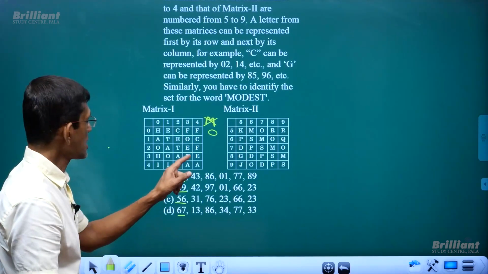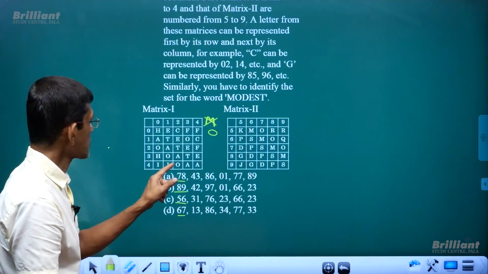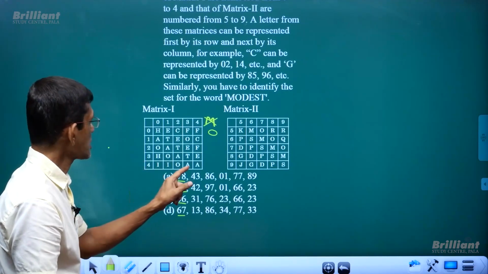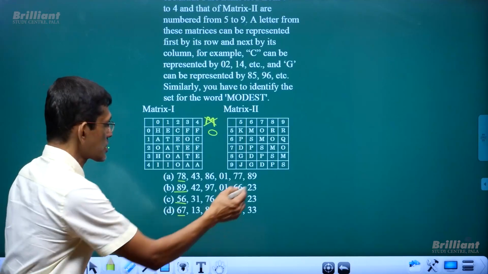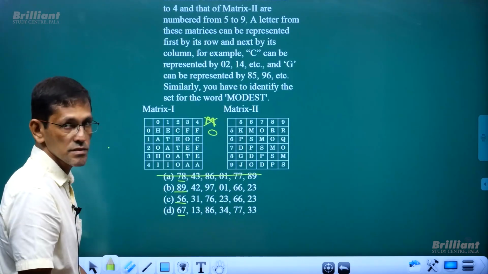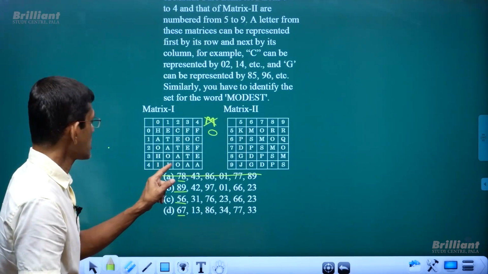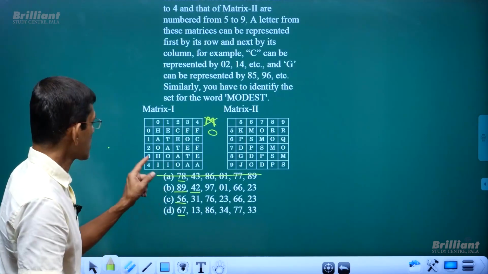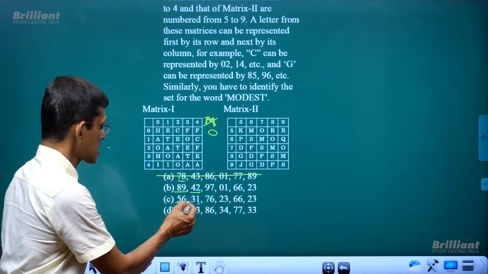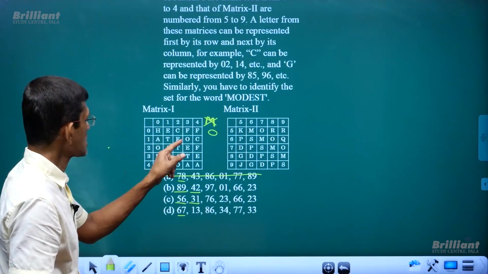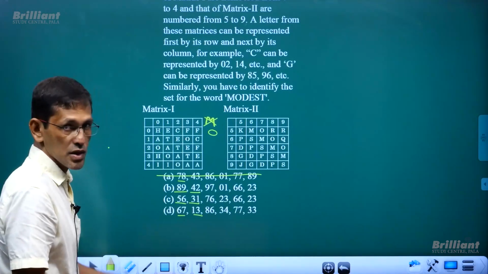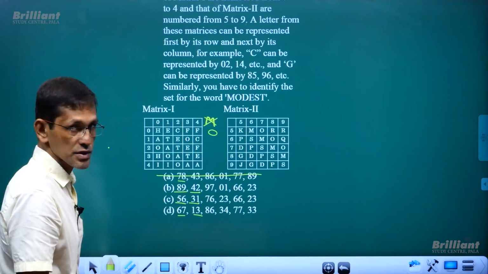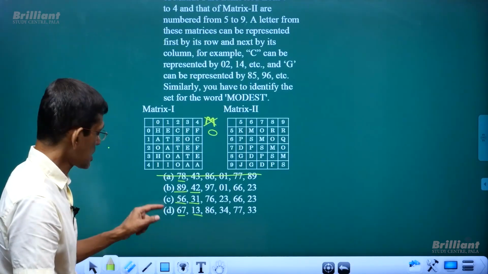So 43, is it possible O is 43? 43 is A. So this is eliminated now. And 42, 4 and 2, that's O, correct. Then 31, 3 and 1 is O, that's correct. 13, 1 and 3 is O, that's correct. So now we have 3 answer choices in the race. That means B, C and D.